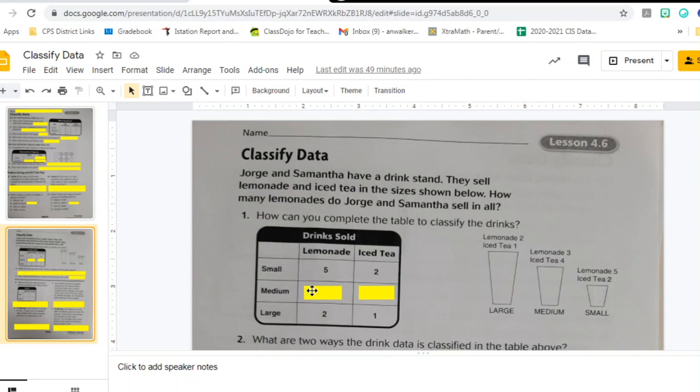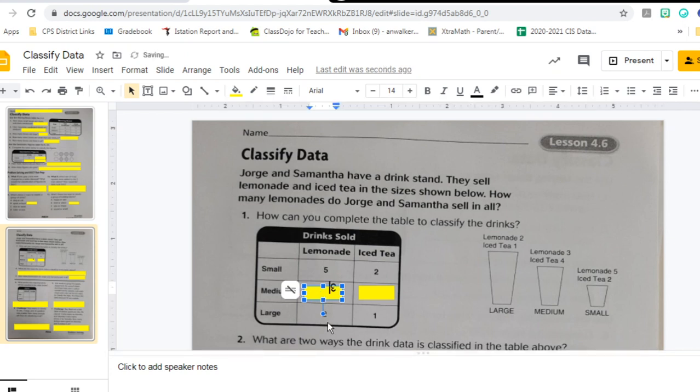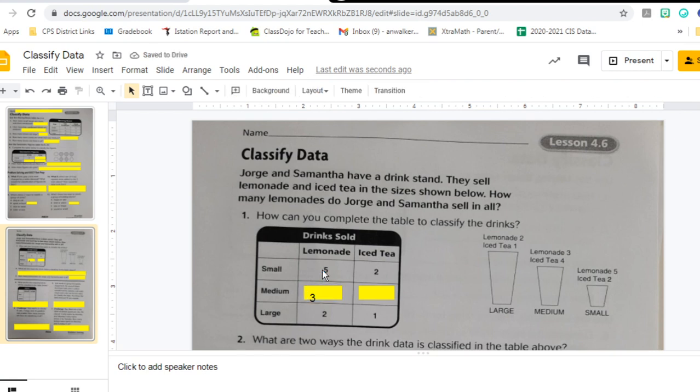Let's look at the medium drinks. Mediums are right here. Lemonade shows 3. So I'm going to go to my medium lemonade, and I'm going to type in 3. Oh, that is upside down. Let's drag that around. There we go. I don't know how that happened.